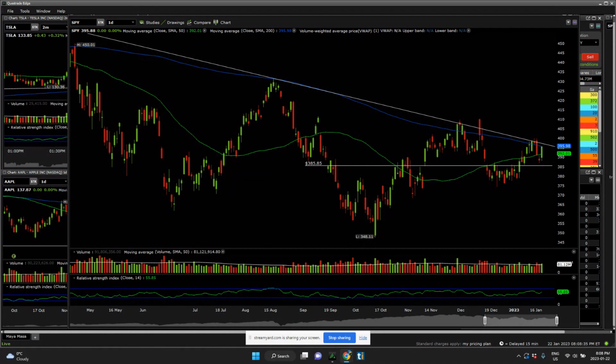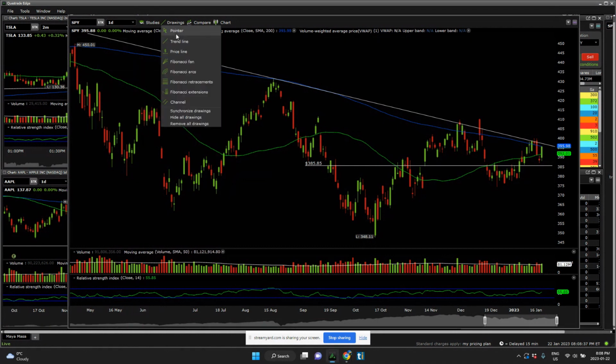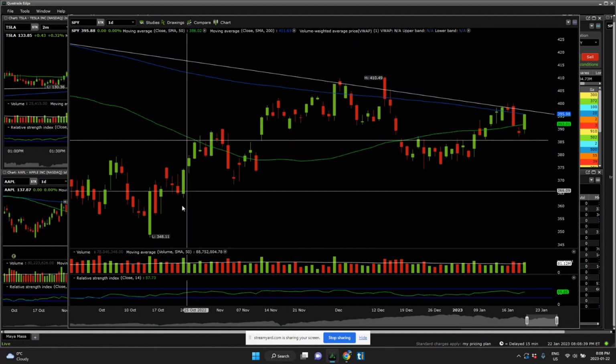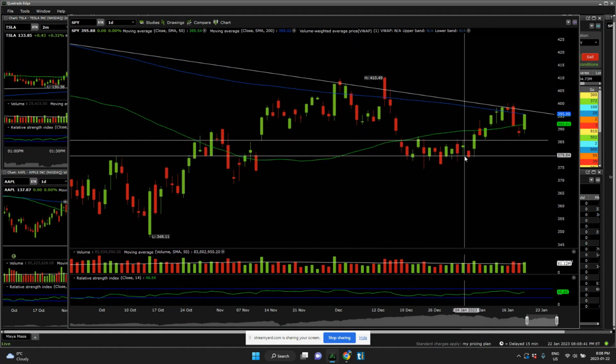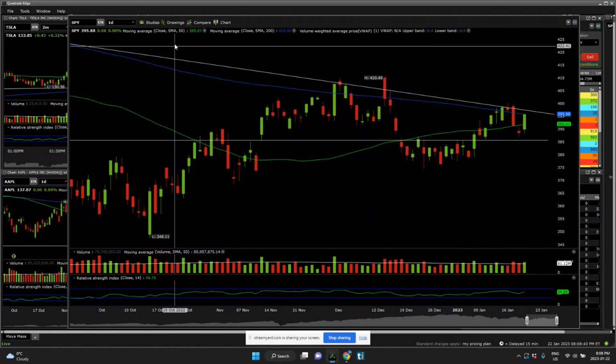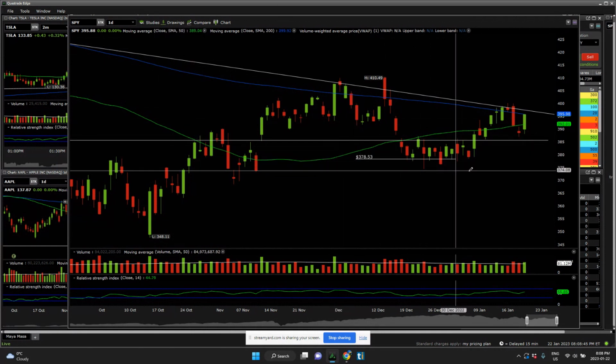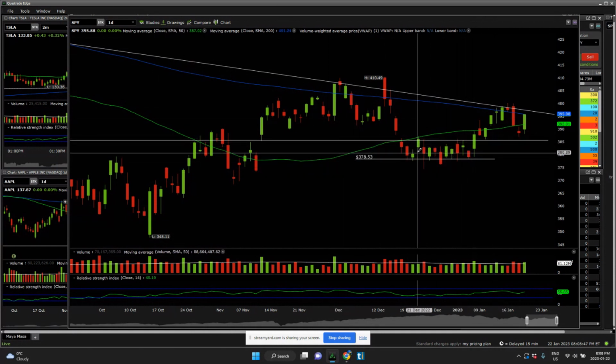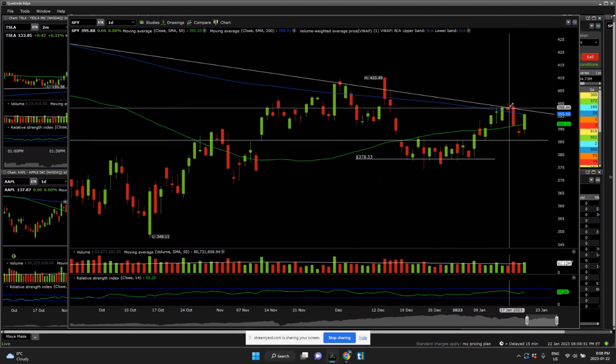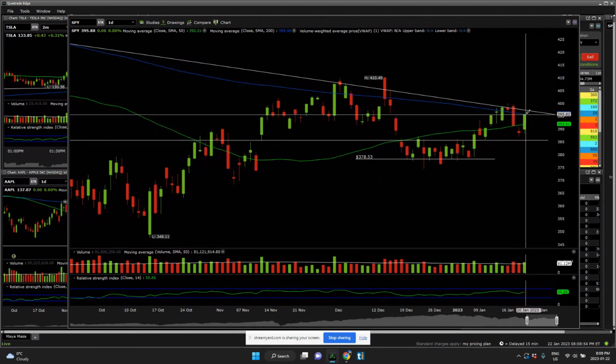Okay, so just for learning purposes, just realize that we broke out of this consolidation. Breaking out of this consolidation tells us that this took a while, 2 weeks of consolidation and then a breakout. And now it's consolidating. I would say it's trying to consolidate here.